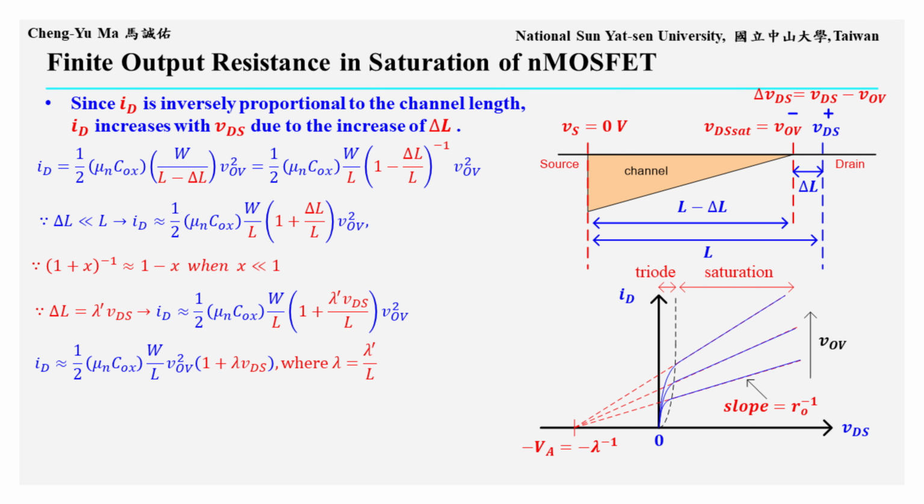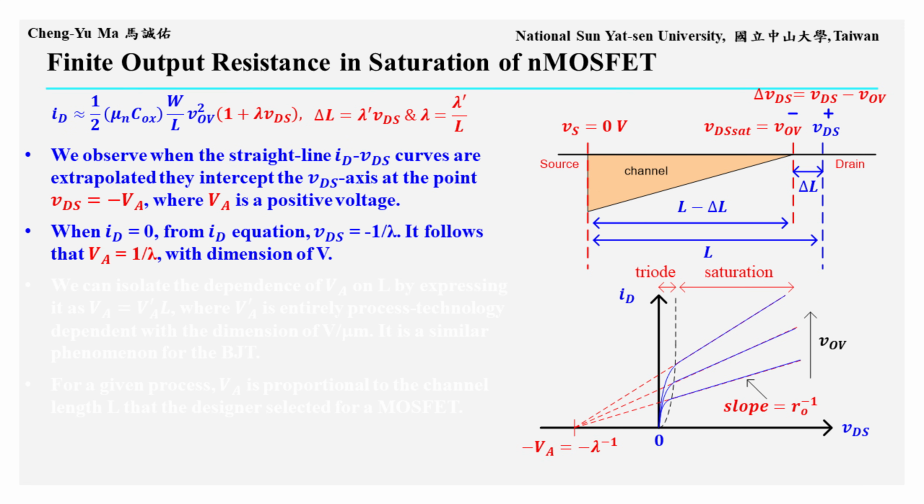Substituting this into the current equation gives ID equals 1/2 mu n C oxide W over L times the quantity 1 plus lambda prime VDS over L times VOV squared. If we define lambda as lambda prime over L, then ID becomes 1/2 mu n C oxide W over L times VOV squared multiplied by the quantity 1 plus lambda VDS. This shows that even in saturation, ID still increases slightly as VDS increases, as shown by the positive slope in the saturation region of the ID versus VDS curve.